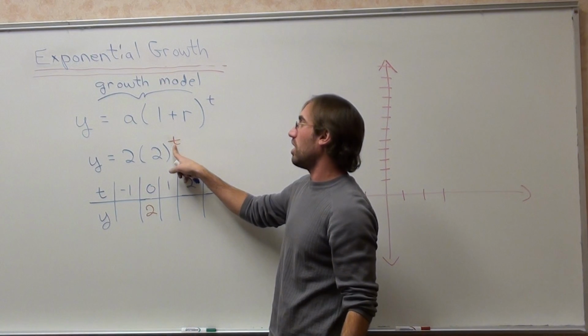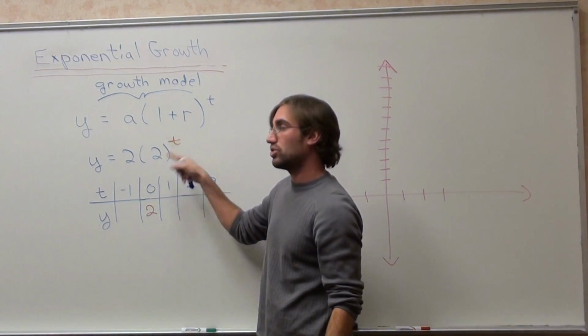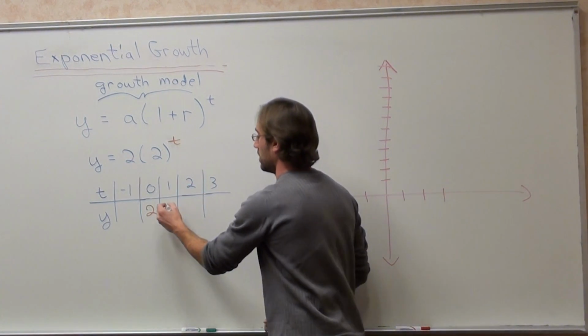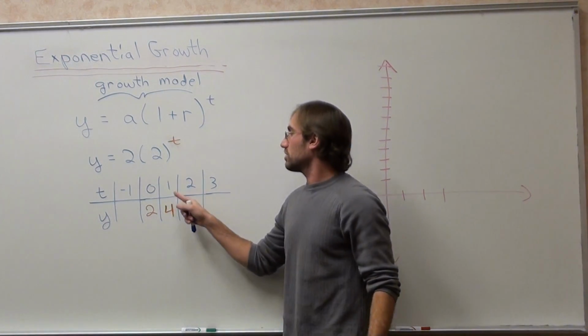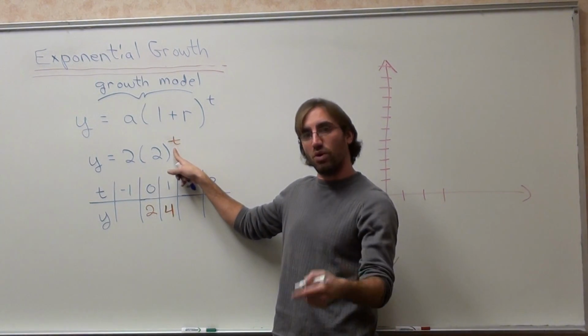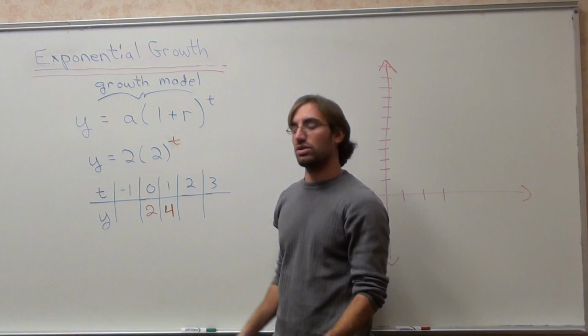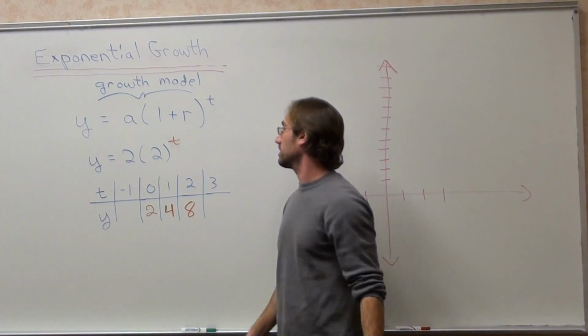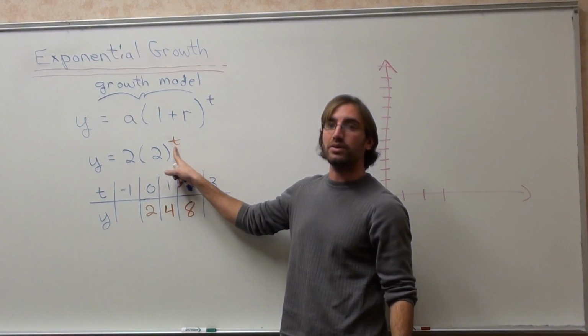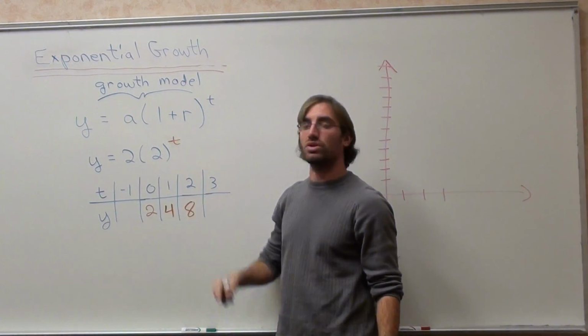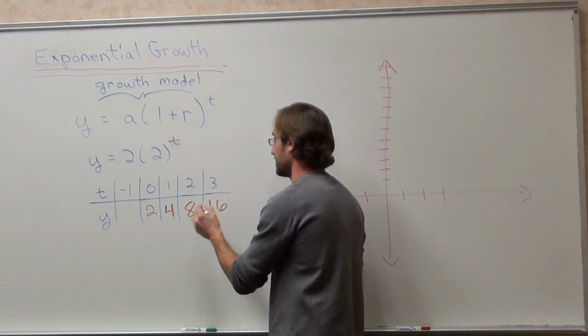2 to the power of 1 is 2, and then 2 times this 2 is 4. 2 to the power of 2 is 4, and then 4 times this 2 is 8. 2 to the power of 3 is 8, times 2 is 16.